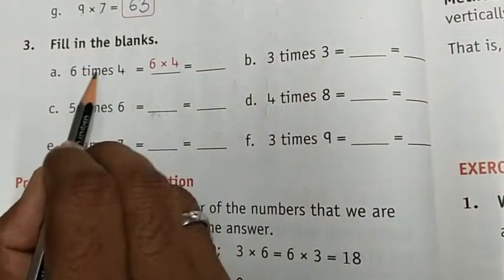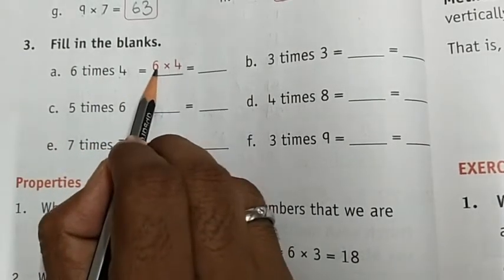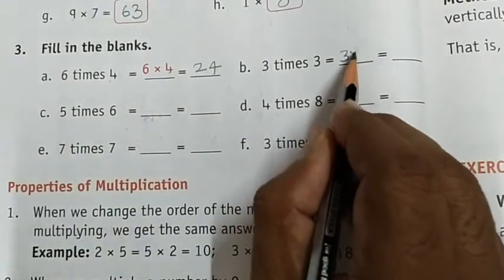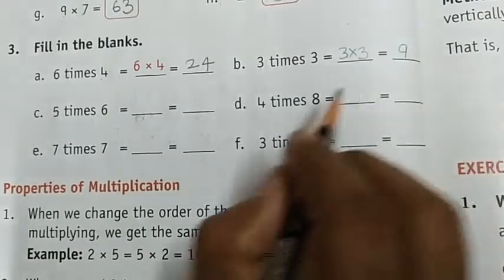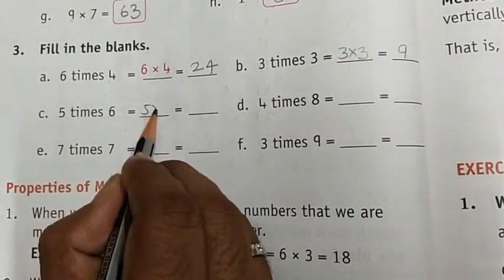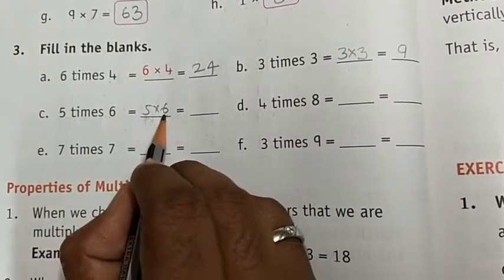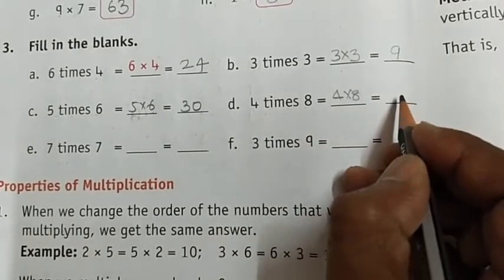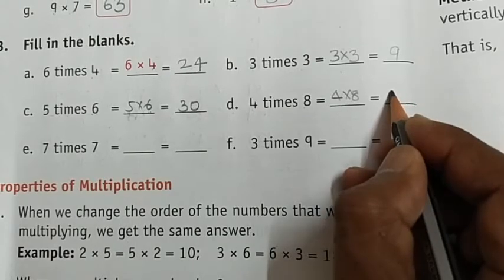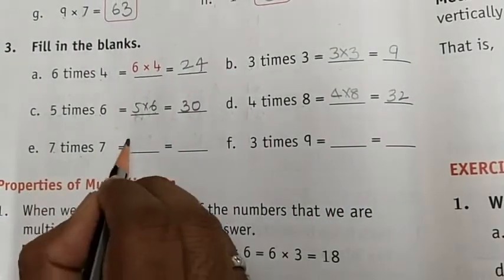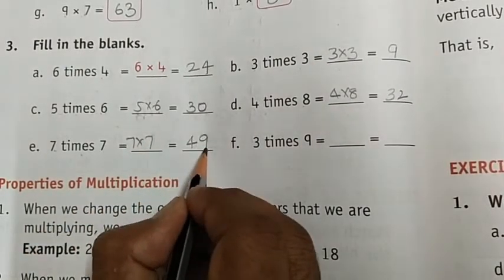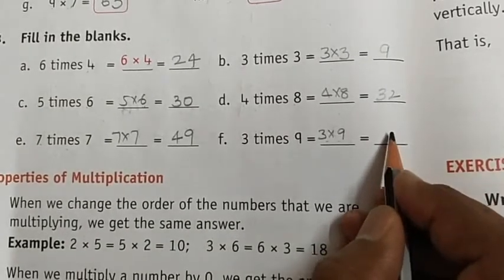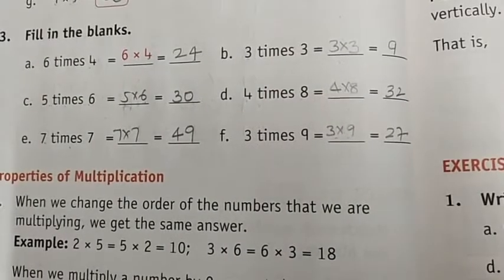So, fill in the blanks. 6 times 4, 6 4s are 24. 3 times 3 means 3 into 3 is 9. 5 times 6, 5 into 6 is 30. 4 times 8, 4 into 8 is 32, 8 4s are 32 or 4 8s are 32. 7 times 7 means 7 into 7 is 49, 7 sevens are 49. 3 times 9, 3 into 9 is 27, 9 3s are 27 or 3 9s are 27.